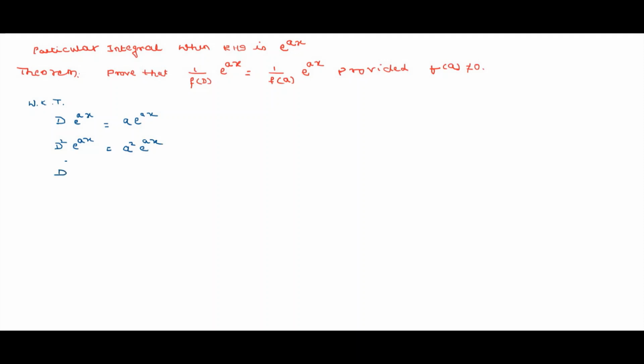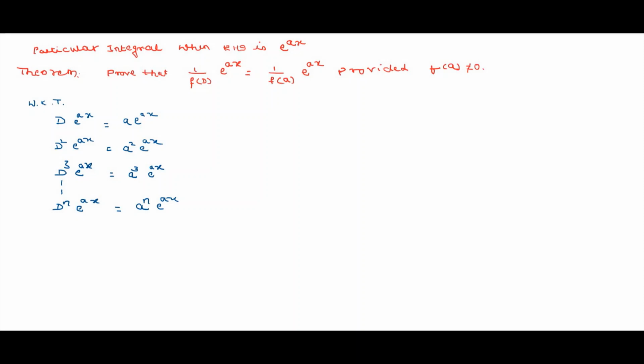Similarly, what is third differentiation of e raised to ax? Third differentiation of e raised to ax is equal to a cube e raised to ax. Continue in the same way. What is nth differentiation of e raised to ax? Nth differentiation of e raised to ax is equal to a raised to n into e raised to ax.